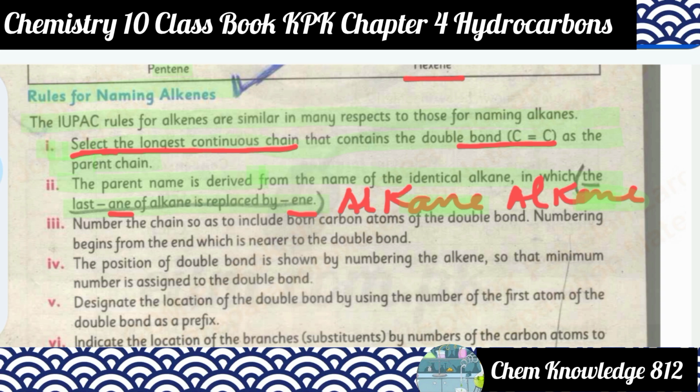So next one is number 3. Number the chain so as to include both carbon atoms of the double bond. Numbering begins from the end which is near to the double bond.